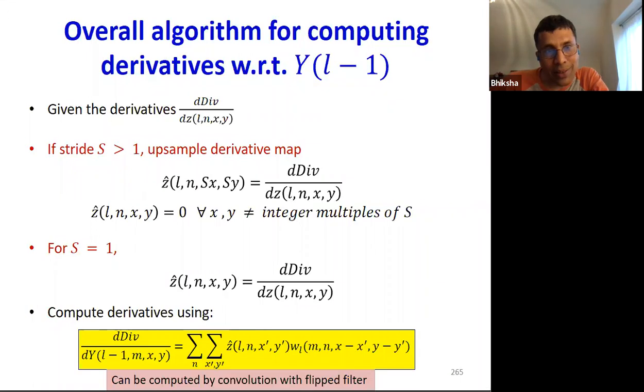So here is the overall algorithm for computing the derivatives with respect to the previous layer's activation map. First, you have the derivatives with respect to the affine maps of the next layer. Then if the stride going forward was greater than 1, you're going to upsample everything by introducing zeros. And then for every activation map, you're going to take the corresponding rows of all the filters, flip them, and then convolve the zero padded, upsampled derivative maps for the affine maps, and you will compute your derivatives.